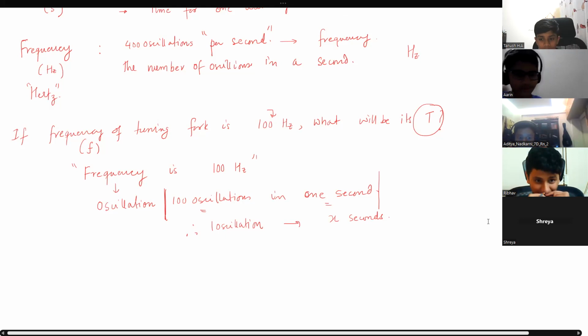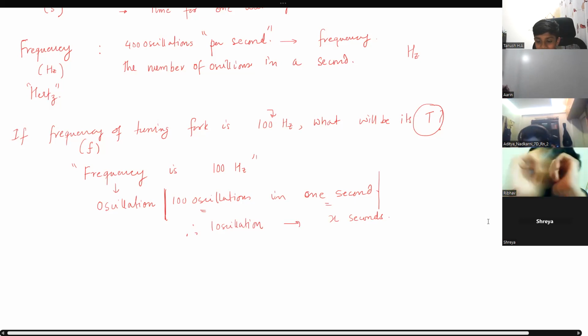I can clap 5 times in 1 second. What is the time taken for me to do one clap? One oscillation. What is the time taken for one clap? 1 second. I can do 5 claps per second.